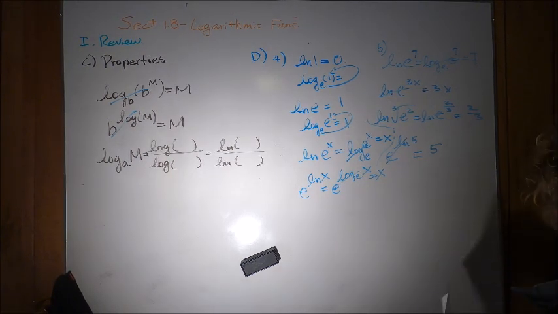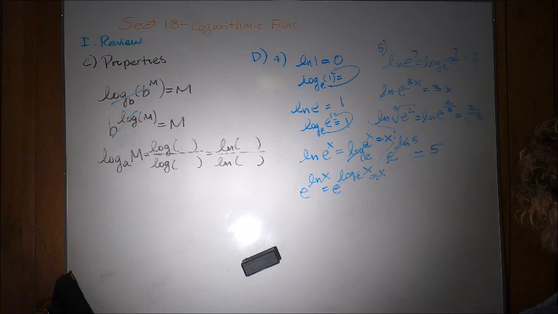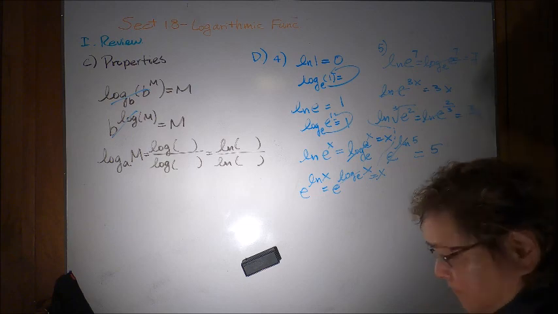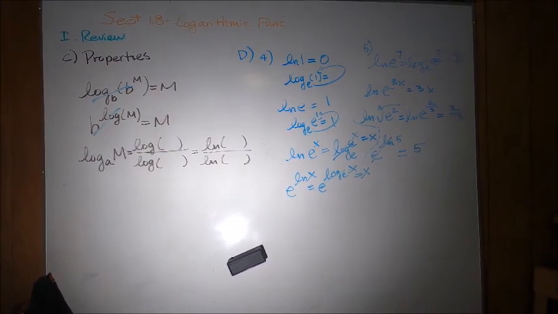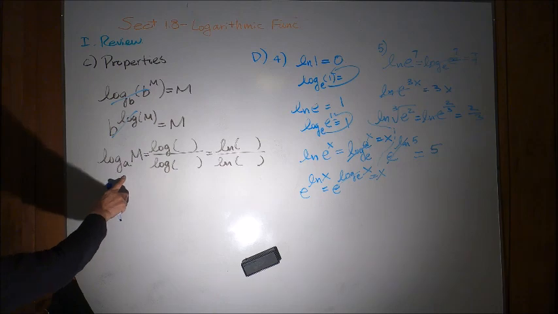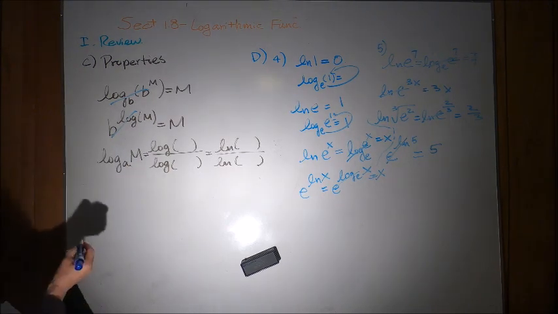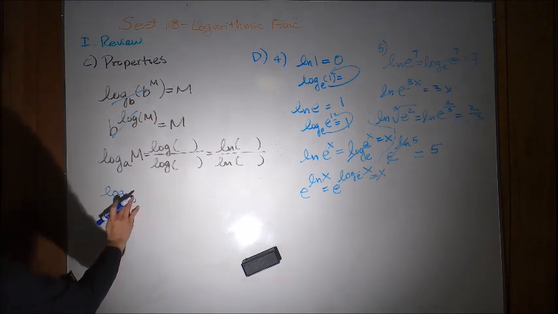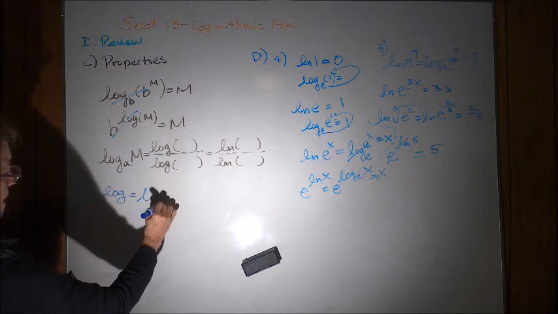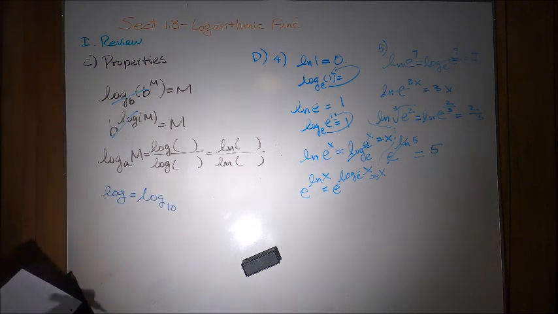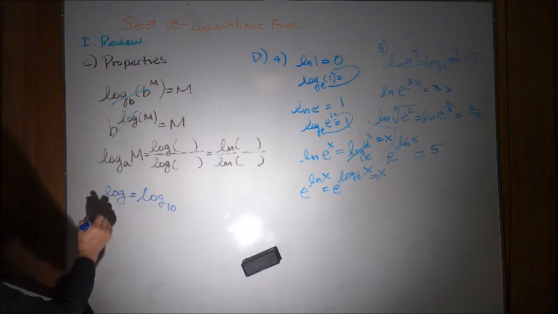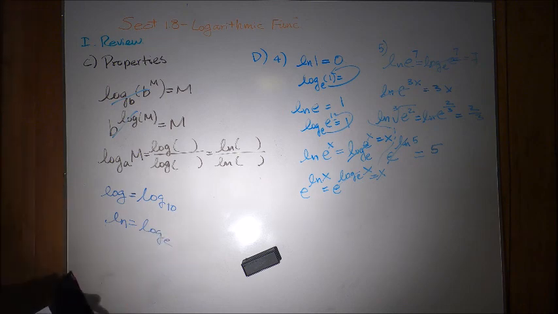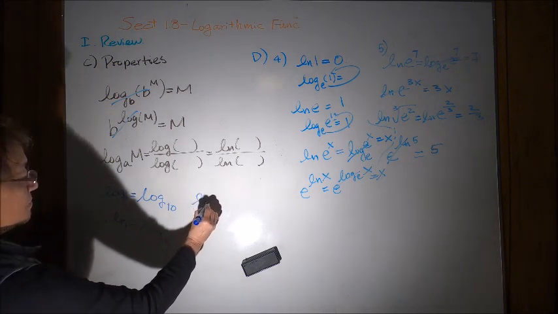Then let's look at another property. So for this one, we have log base a to the n. Your calculator can only calculate what? Log, when you don't see anything, means what? Base 10. Right? Or natural log means what? Base e.